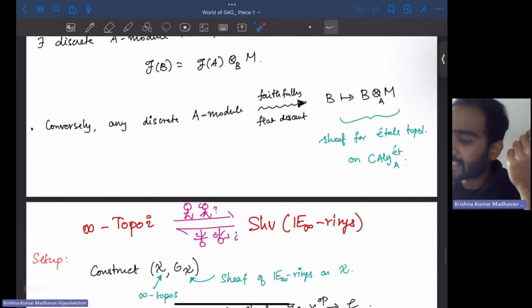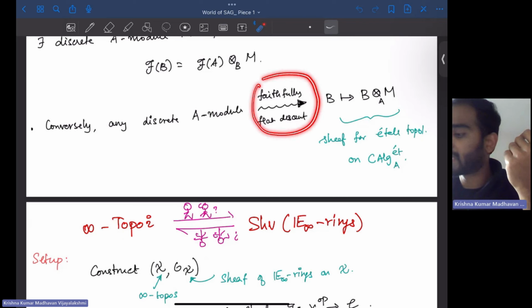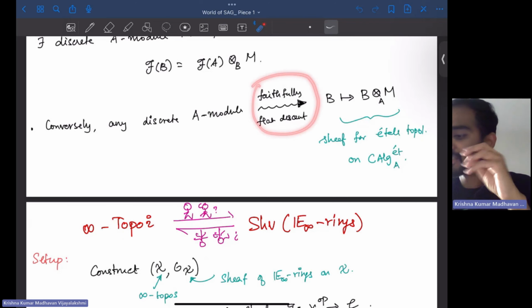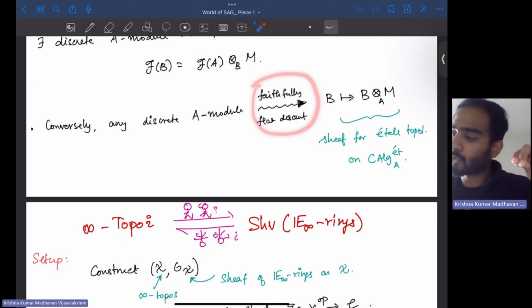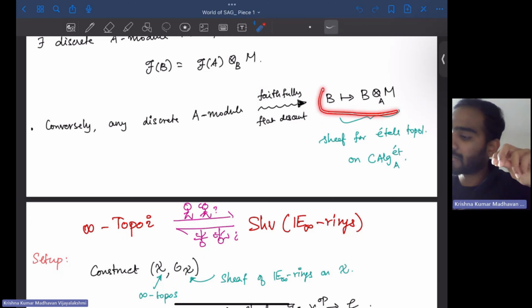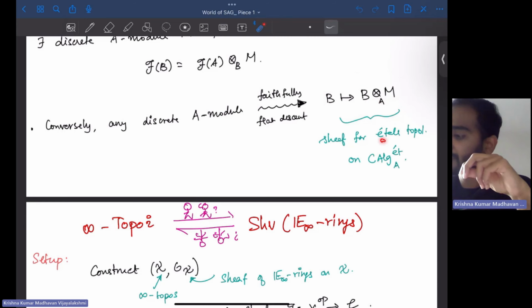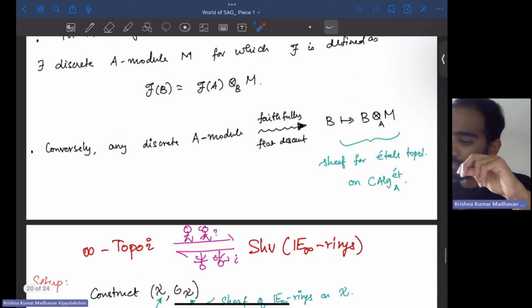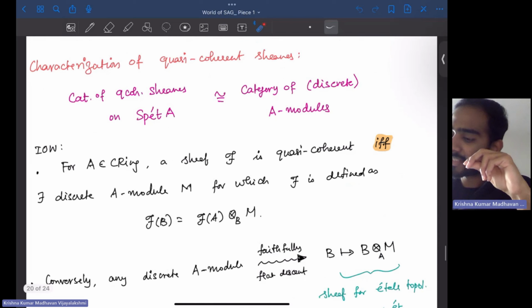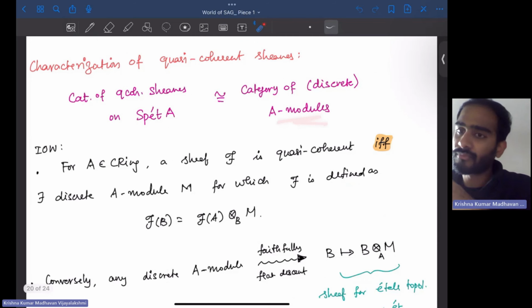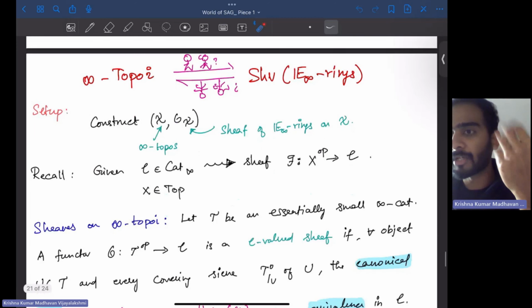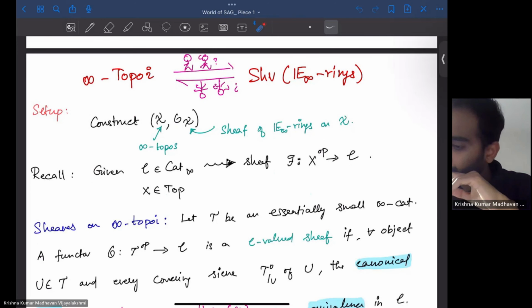And conversely, for any discrete A module, there is this theory of faithfully flat descent. Using this descent, one can see any discrete A module to have this derived product here, and this is actually a sheaf with respect to the étale topology. So having a discrete A module already gives a good amount of data about quasi-coherent sheaves on Spec A, in particular on DM stacks as well.